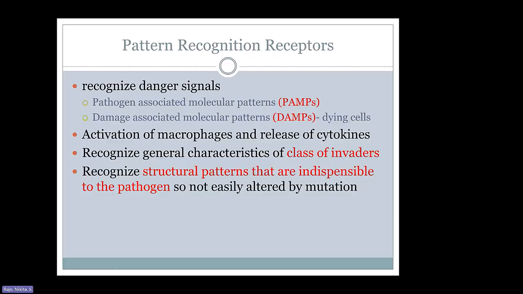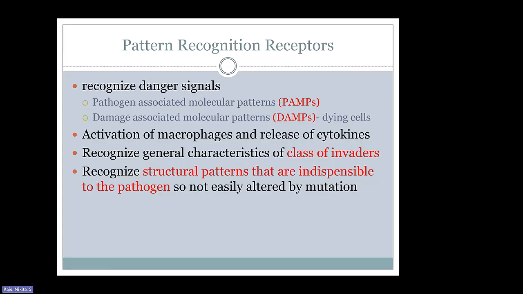So once the pattern recognition receptors recognize these danger signals, they help in activation of the innate immune cells. So there is maybe activation of macrophages. Macrophages release cytokines, and that helps in that inflammation and the innate immune response.